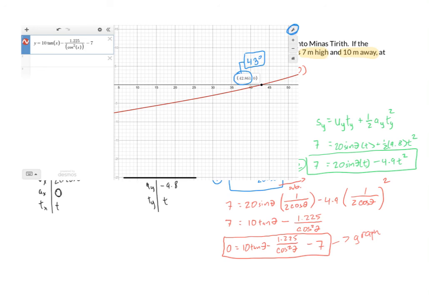So we took this whole ugly equation and stuck it into a calculator and found that our angle, the angle that we need to launch this projectile at to hit a target 7 meters high and 10 meters away, is 43 degrees. Now you are ready to go ahead and participate in some medieval siege warfare yourself. So best of luck and happy solving.